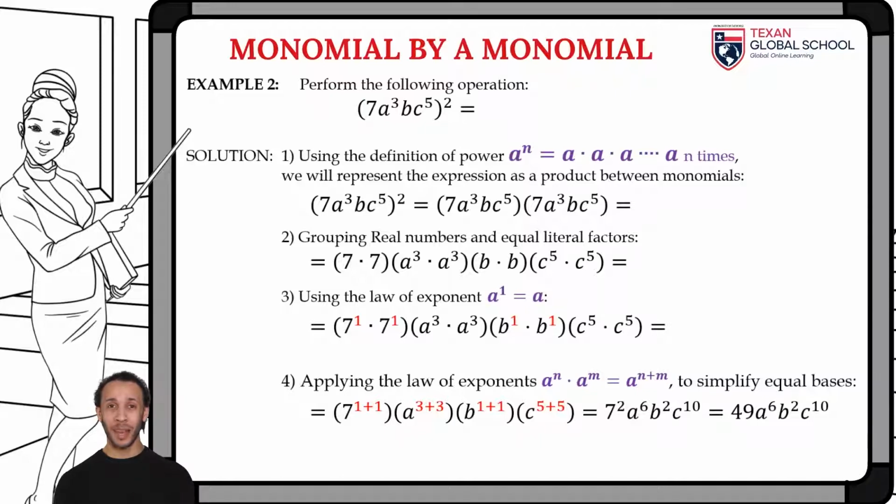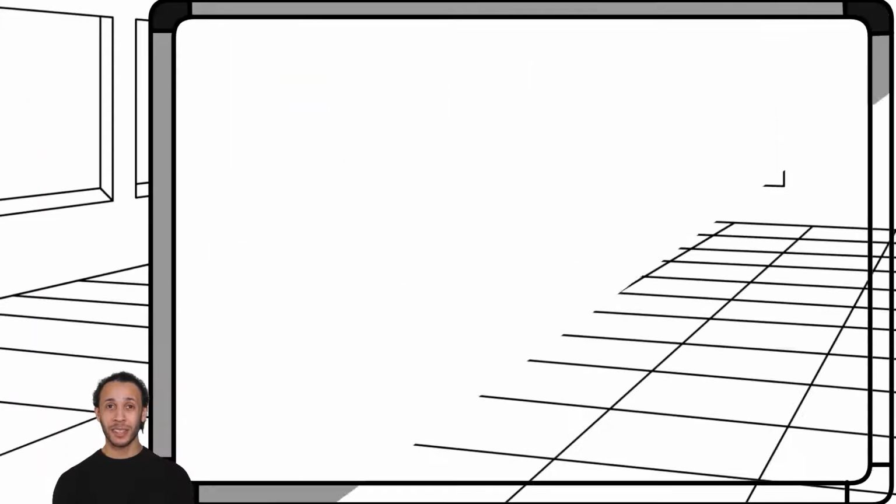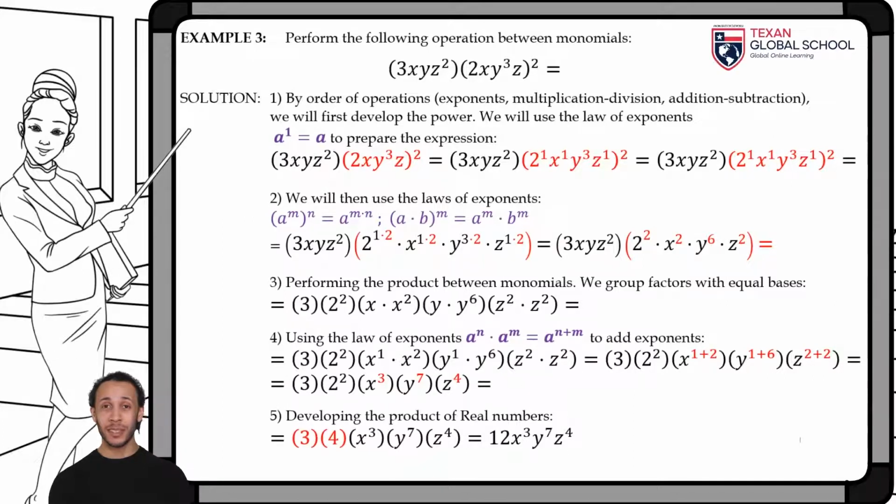In the following example, we will begin to perform the process according to the order of operations. Recall that the order of operations establishes first solving exponents, including radicals, then multiplications and divisions, and finally, additions and subtractions. Therefore, we will develop the exponents first. Using the laws of exponents, we multiply the exponents of each base by 2 since it is squared. We will also represent those bases raised to the first power to facilitate the execution of the operation.